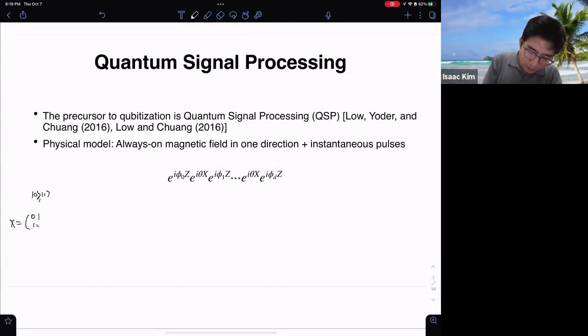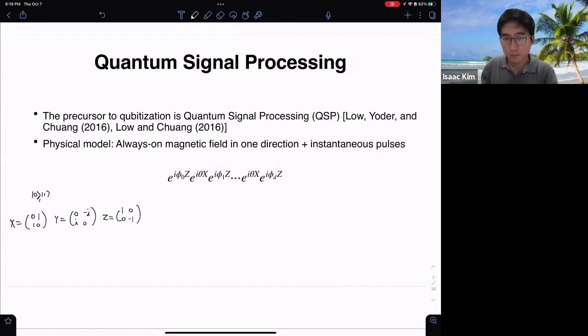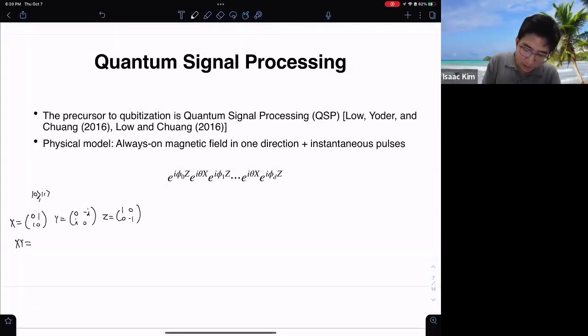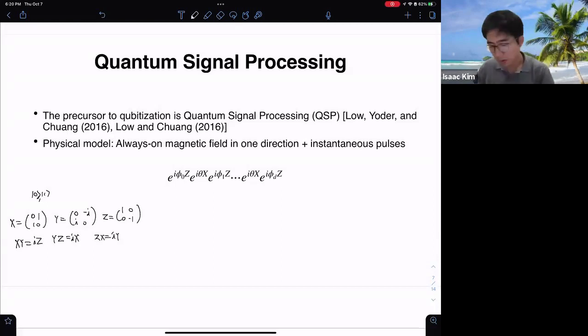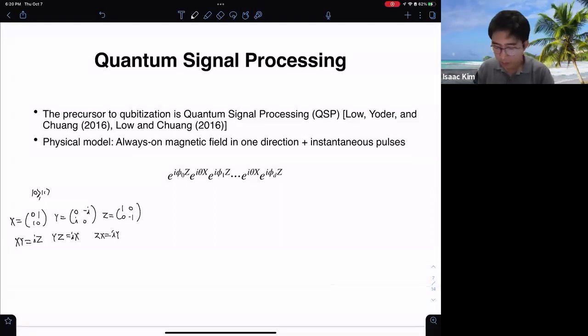Let's recall that X is that, and we have a Pauli Y operator and a Pauli Z operator. Of course, they all anti-commute with each other. If you multiply X and Y, that's iZ. If you apply YZ, it's iX, and ZX is iY. Okay, it's very simple math.